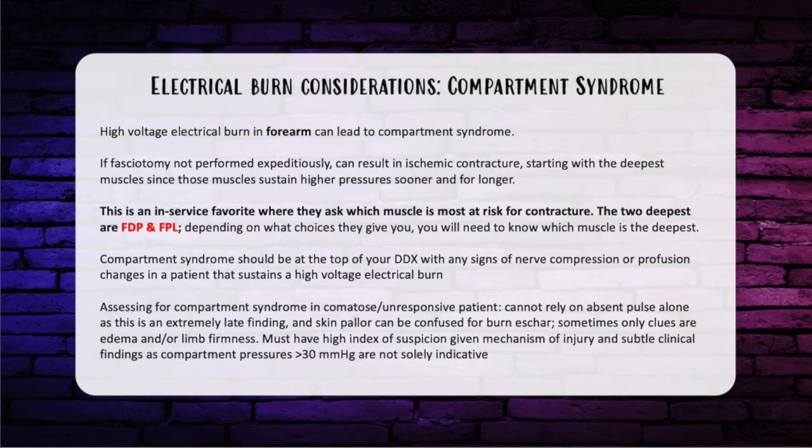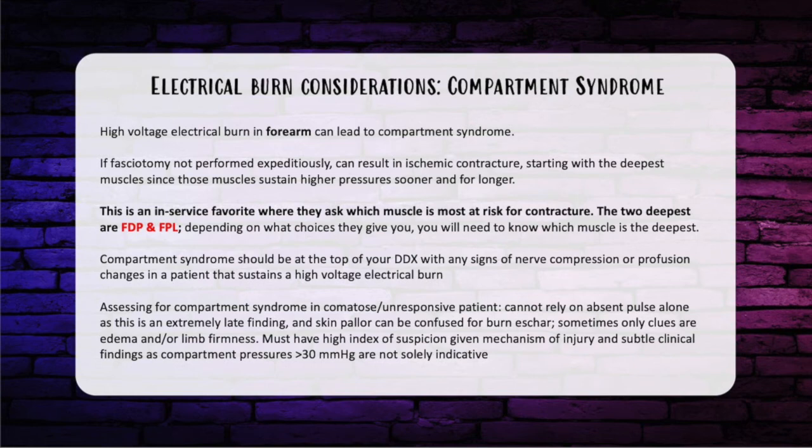High voltage electrical burns in the forearm can lead to compartment syndrome. If fasciotomies are not performed quite quickly, this can result in ischemic contractures, starting with the deepest muscles, since those muscles sustain higher pressures, are against the bone, and are at these pressures for a longer time. This is an in-service favorite where they love to ask what muscle is at risk for contracture. The two deepest muscles that are up against the bones in the forearm are going to be FDP and FPL.